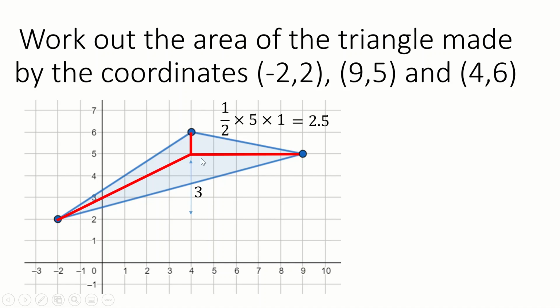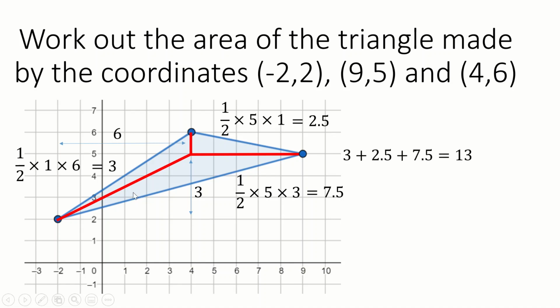And this triangle down here, if I consider this to be the base, 1, 2, 3, 4, 5, height is going to be 3. So it's going to be a half times 5 times 3, which is 7.5. And then, as I was saying here, half times 1 times 6 is going to be 3. Just add together 2.5, 7.5, and 3, and we get 13. So again, the area is definitely 13. We've done it in 2 quite nice ways.